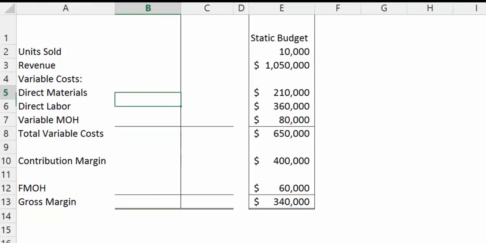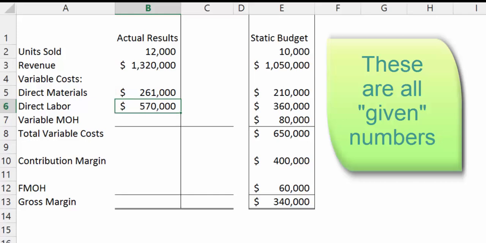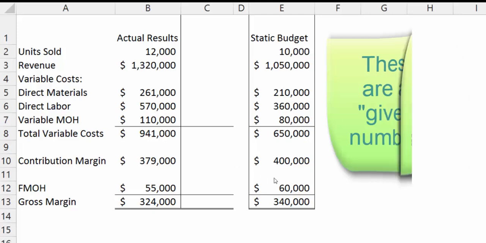Next, we want to build our actual budget, and we sold 12,000 units. The revenue for those 12,000 units was given as $1,320,000. Our direct materials cost was $261,000. Direct labor was $570,000. Variable manufacturing overhead was $110,000. That gives us total costs of $941,000 and a contribution margin of $379,000. The fixed manufacturing overhead was really $55,000, and so the actual gross margin was $324,000.